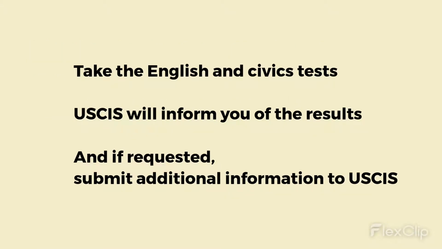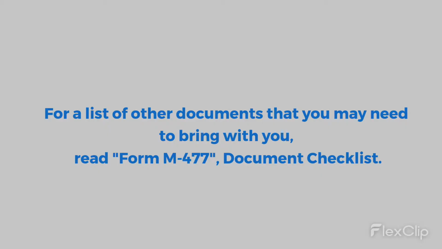Take the English and civics tests. USCIS will inform you of the results. And if requested, submit additional information to USCIS. For a list of other documents that you may need to bring with you, read Form N477 Document Checklist. Take the oath.